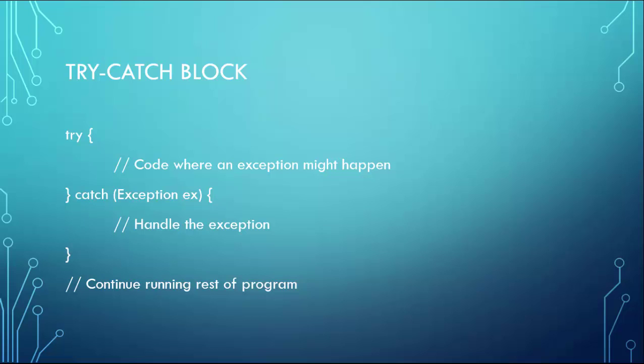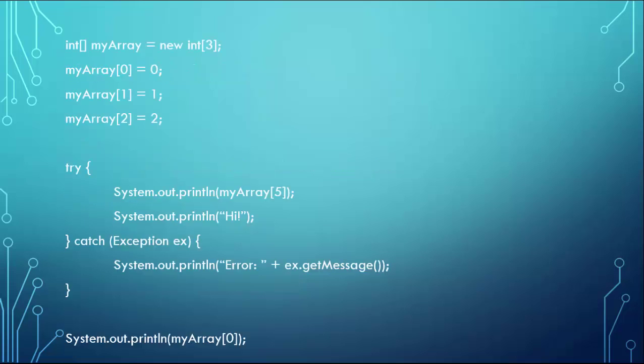So if an error happens in the try section, it immediately stops running and jumps to the catch. Once the catch section is done, it continues running the rest of the program. If no error happens, it runs all the code in the try section, it skips over the catch, and it continues running the rest of the program. So let's see that in action.